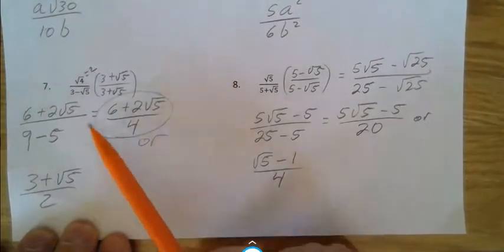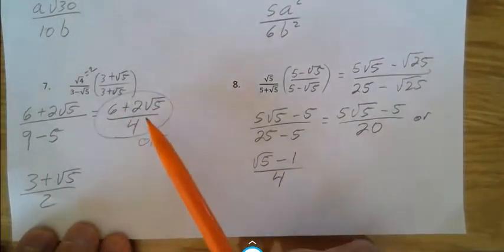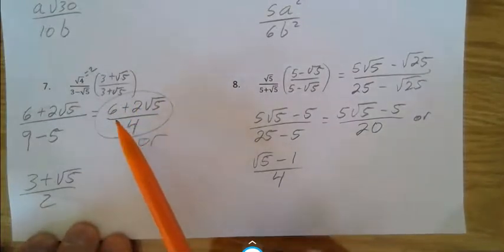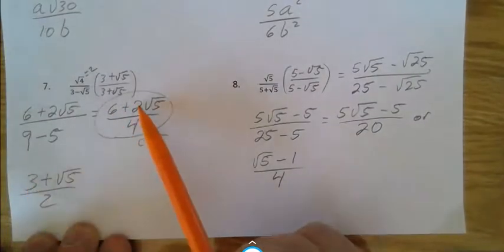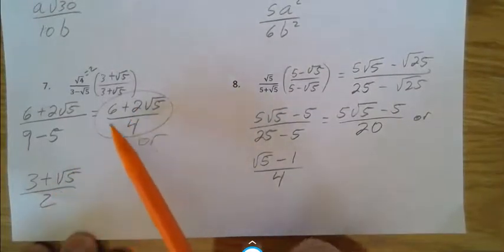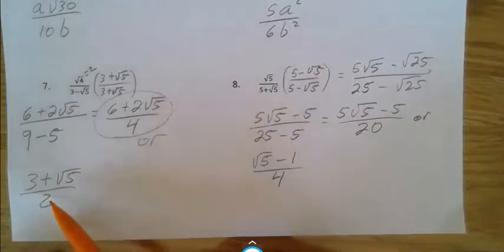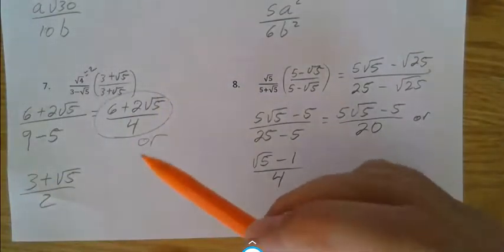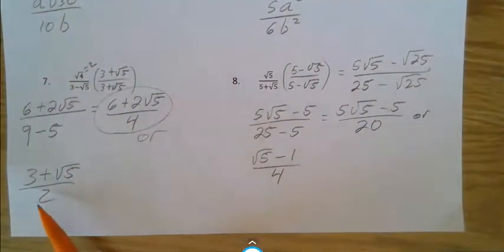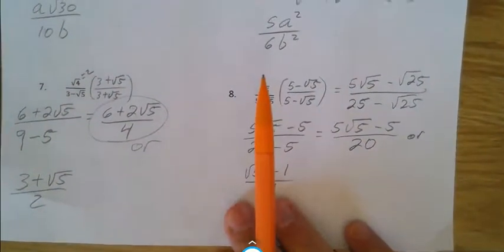If you left this as your final answer, that's fine. But 2 goes into all 3 of these. So it'll be 3, 2 goes into 1, so it'll be just square root of 5, and 2. Some people don't understand this connection, and I get that, and I'm not going to take a bunch of time to explain it. So if you have this, I will accept it, but this is the actual final correct answer.